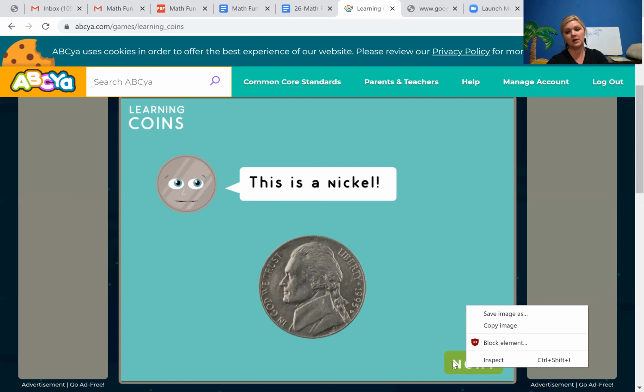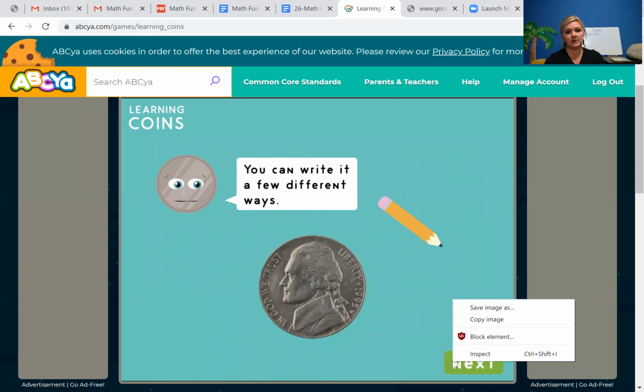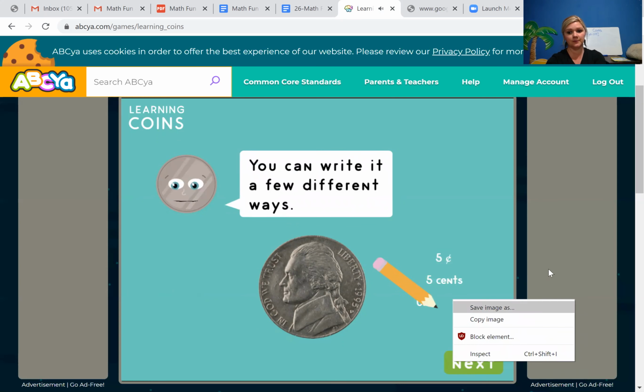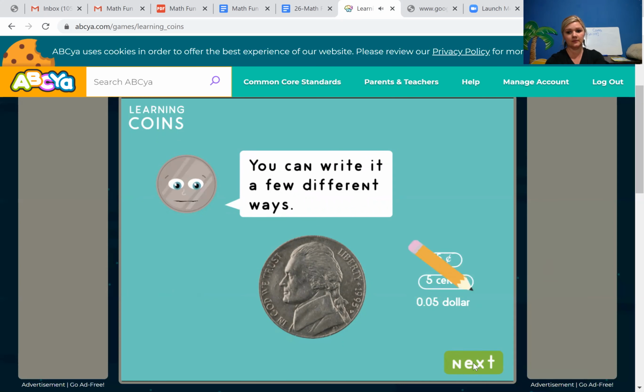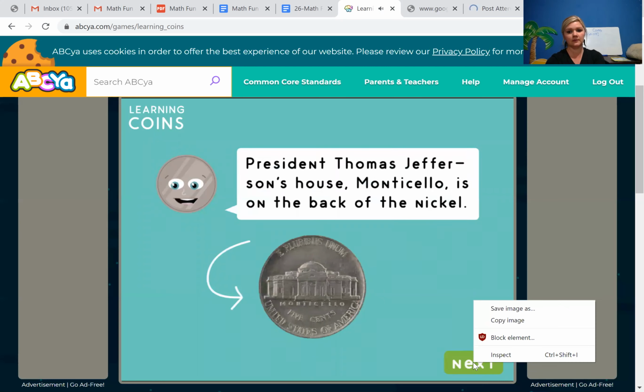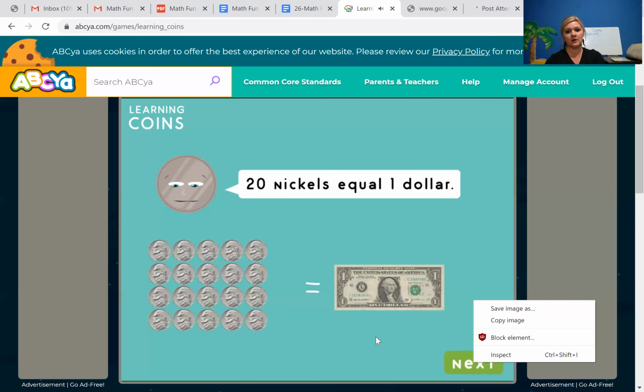Nickels are worth how much? 5 cents. Let's keep going. You can write it a few different ways. 20 nickels equal $1. Counting the nickels to equal $1. Obviously, you can have more nickels to equal something. We can have 5 nickels.